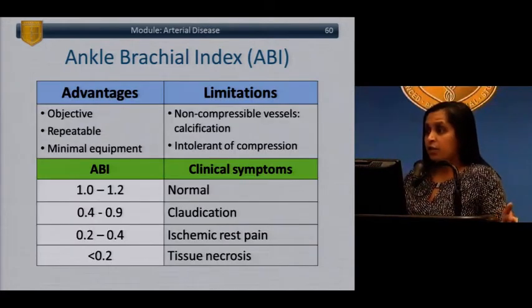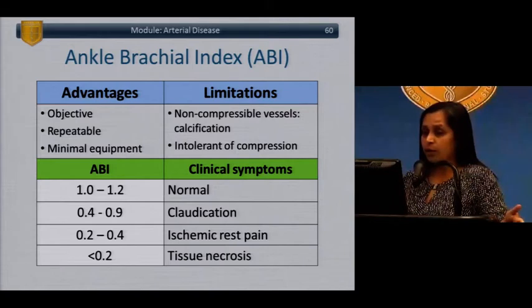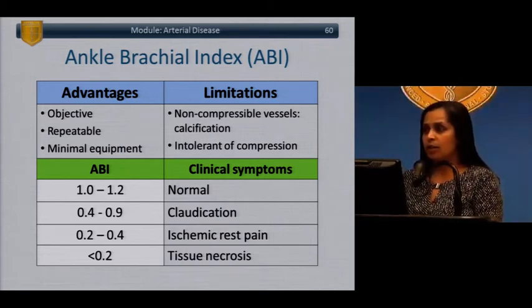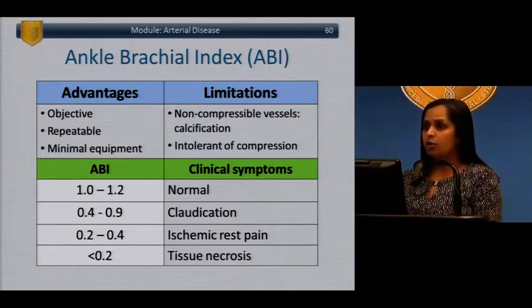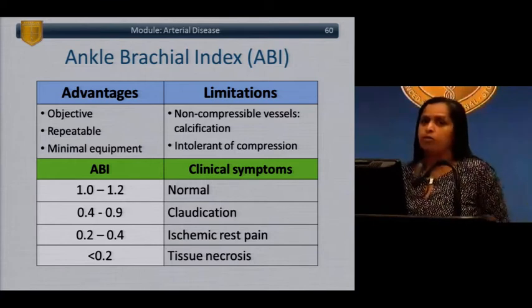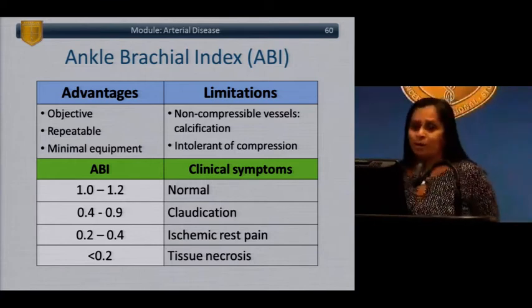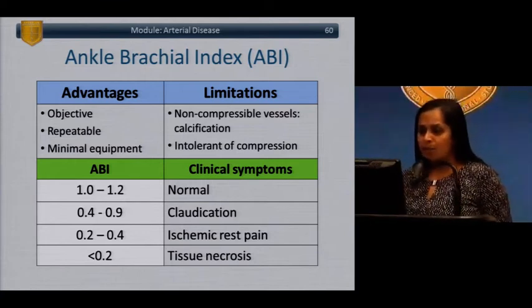The advantages are that it is objective. You can repeat it. You don't need a lot of equipment for it. There are some limitations of the use of the ABI in patients with severe calcified disease where their vessels are not compressible, or in patients that are not tolerant of compression, or in whom you don't have a large enough blood pressure cuff for their leg. This may not be an accurate measurement.